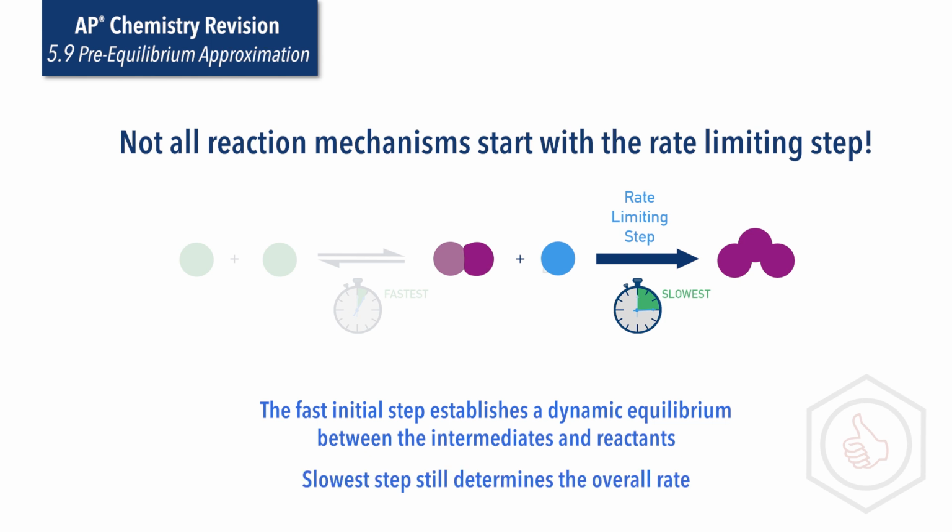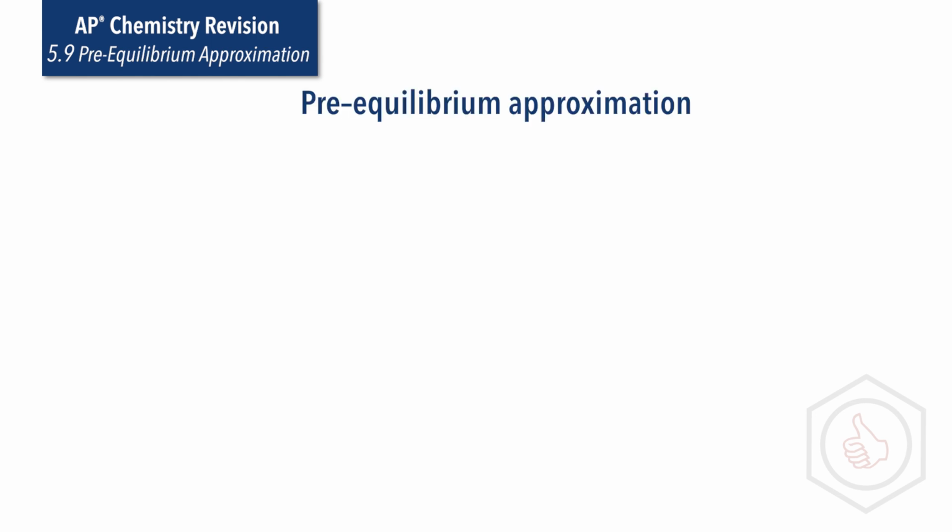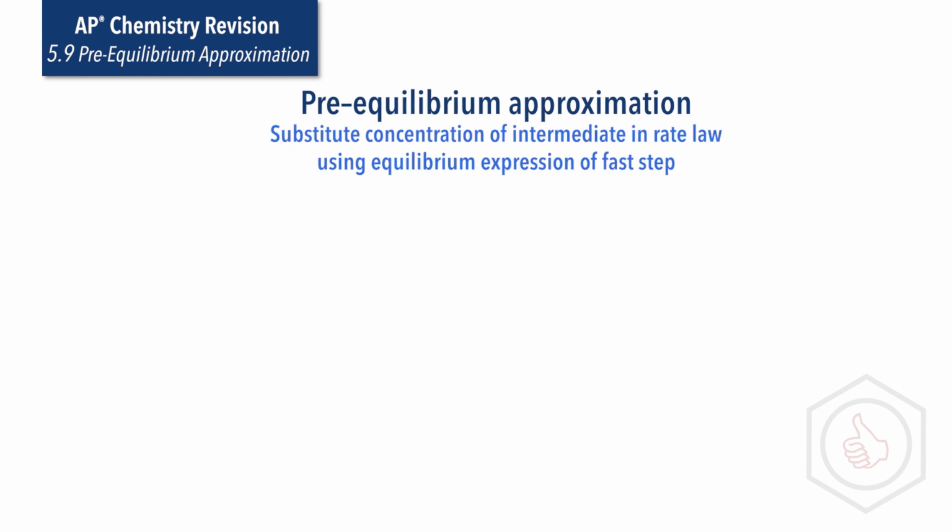To write the rate law, we can use something called a pre-equilibrium approximation. We express the intermediate concentration using the fast step's equilibrium expression, and we substitute this into the slow step's rate law. This method is closely related to something called the steady state assumption, where the concentration of intermediates is assumed to remain relatively constant throughout the reaction.